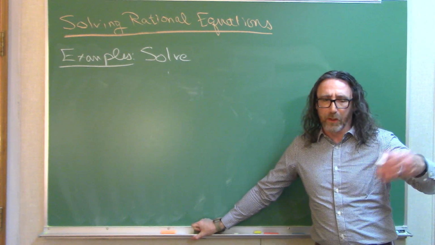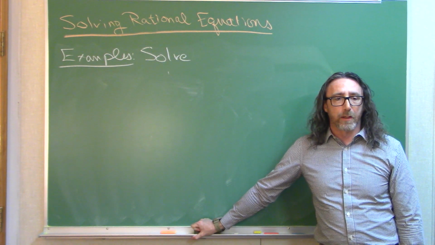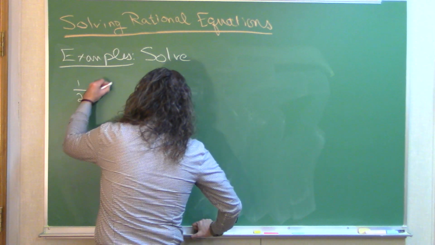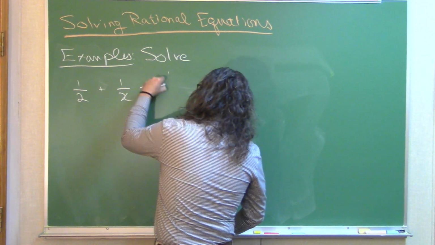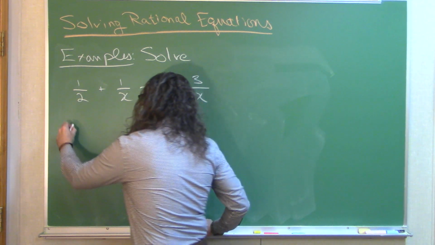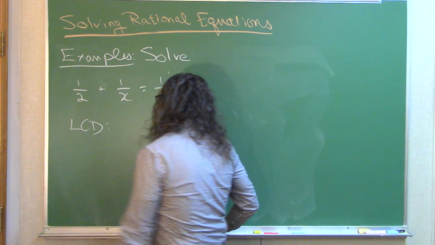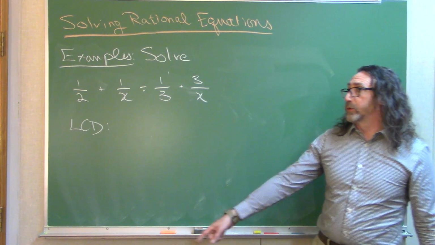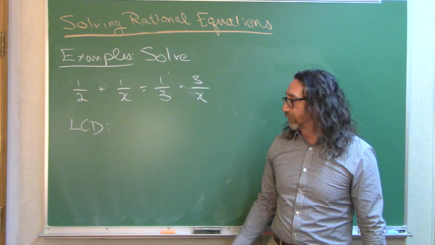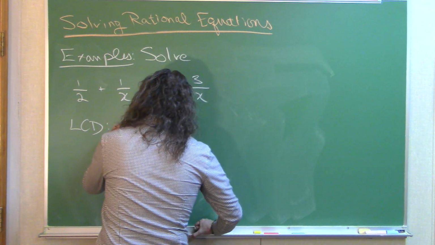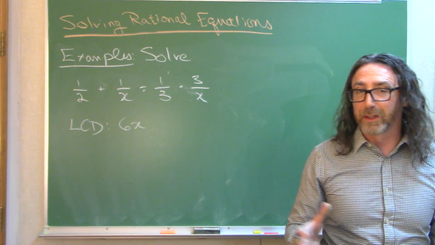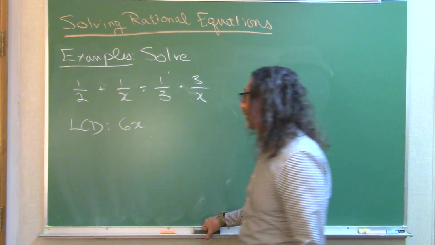And in a follow-up video, we'll do some more involved examples. So 1/2 plus 1/x equals 1/3 plus 3/x. Okay, so once again, looking at my LCD, I need a number that 2 divides into evenly, that 3 divides into evenly, and that x divides into evenly. So actually, once again, I'm going to use 6x as my LCD. As we'll see in the next video, you don't always use 6x as your LCD. It just kind of happened that way.